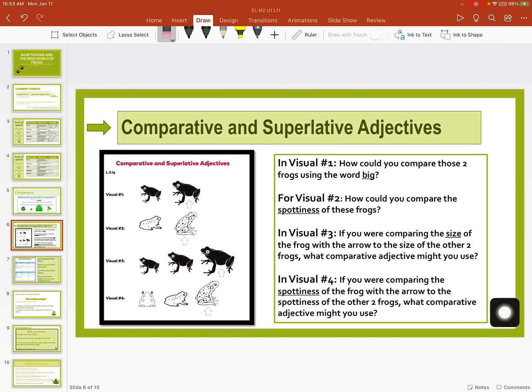Look at visual 1 right here. How could we compare these two frogs using the word big? Well, this frog we could say is big, and the second frog is bigger. Now visual 2, let's look at the spottiness. This first frog is spotty, but the second frog is spottier. Now 3, let's look at the size of the frogs. Big, bigger, biggest. And 4, if we're doing the spotty, this is not spotty, spottier, spottiest.